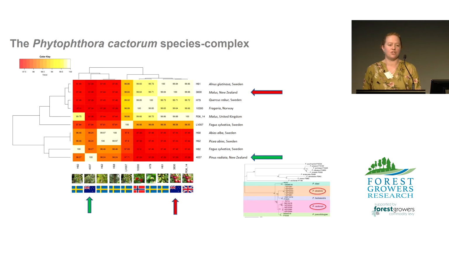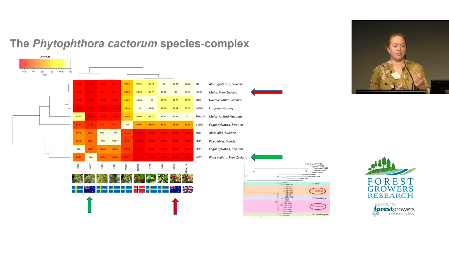And this led us to sequencing genomes of Phytophthora cactorum from apple and pine, as well as from other tree species from different parts of the world, and doing whole genome analyses to compare those isolates. So, looking at this figure here, the yellow numbers are the isolates that are most similar when we compare them pairwise.